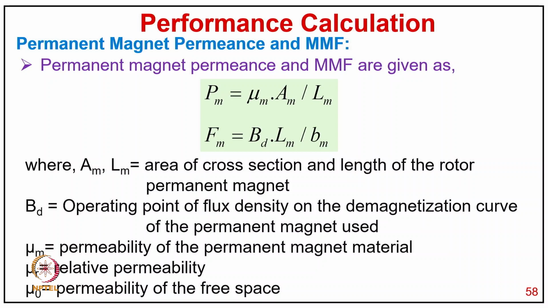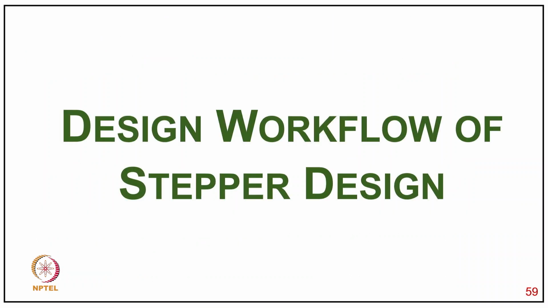Now coming to permanent magnet performance and MF. The permanent magnet permeance and MF are given as PM equal to mu_M AM upon LM, and FM equal to BD LM by BM, where AM and LM are the area of cross section and length of the rotor permanent magnet, and BD is the operating point of flux density on the demagnetization curve of the permanent magnet, and mu_M is the permeability of the permanent magnet material, mu_R is the relative permeability, and mu_0 is the permeability of free space.